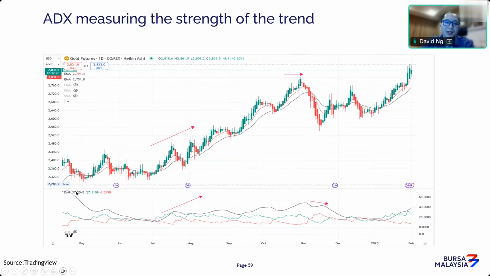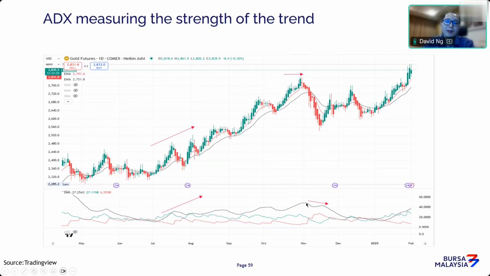But what's important is the black line, which is your ADX. This ADX measures the strength of the trend. So in this example, the positive DI crosses above the negative DI, showing you the market is going higher. But the black ADX line is rising. When the ADX line is rising, it tells you that this uptrend has momentum.